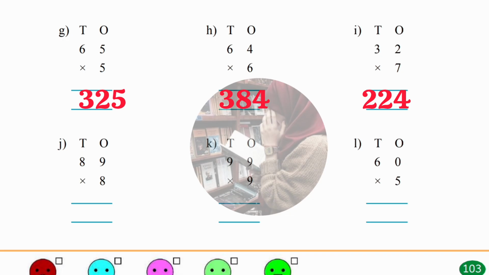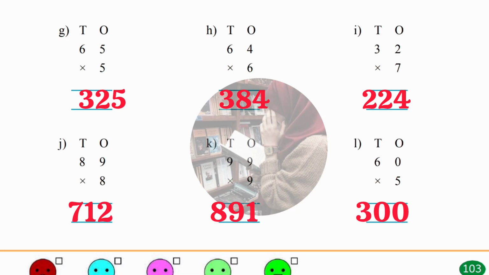Next, 64 multiplied by 6. 6 4 is 24, 2 carry forward, write down 4, then 6 6 is 36, 36 plus 2 is 38. So the answer is 384. Next one, 32 multiplied by 7. 7 2 is 14, write down 4, 1 carry forward, then 7 3 is 21, so 21 plus 1 is 22. 224 is your answer. Next one, 89 multiplied by 8. So 9 8 is 72.